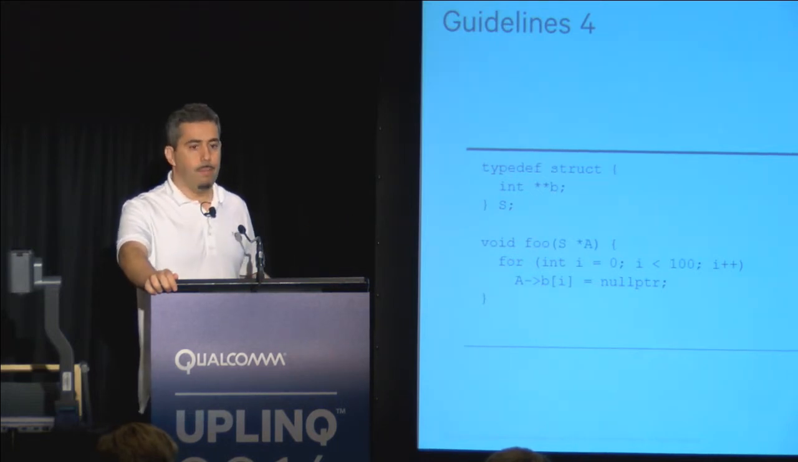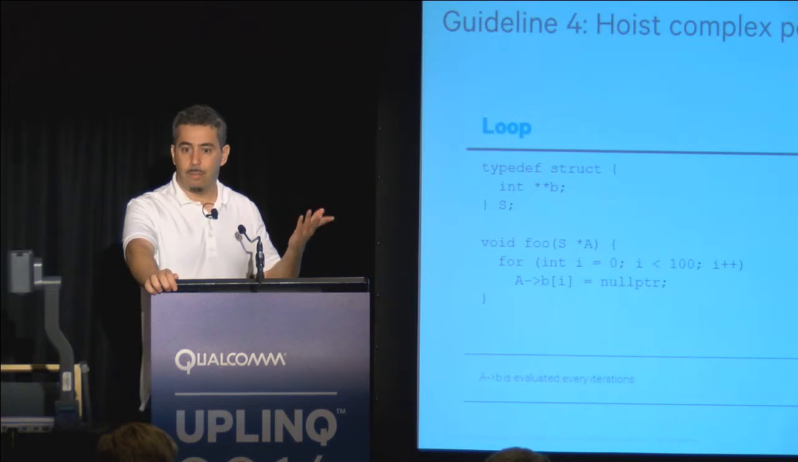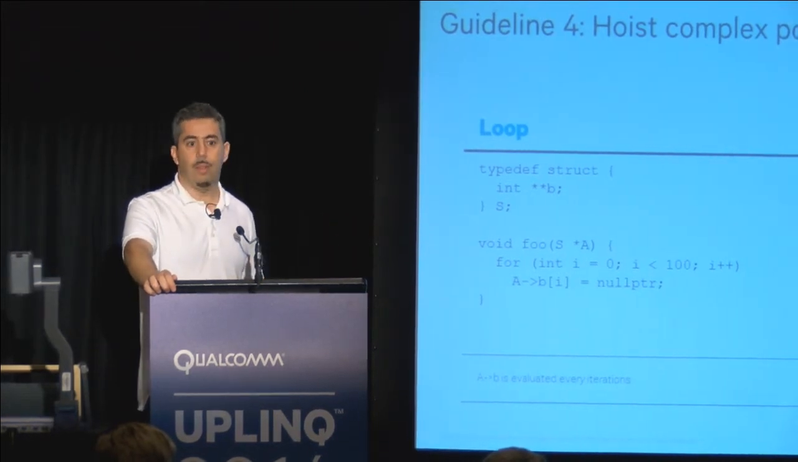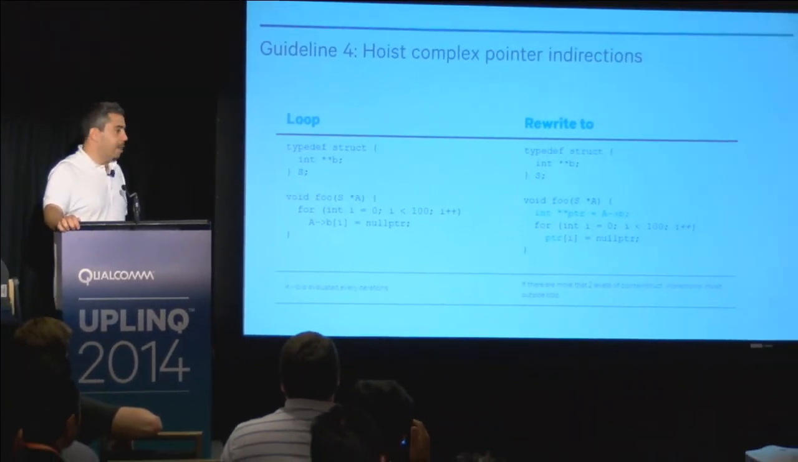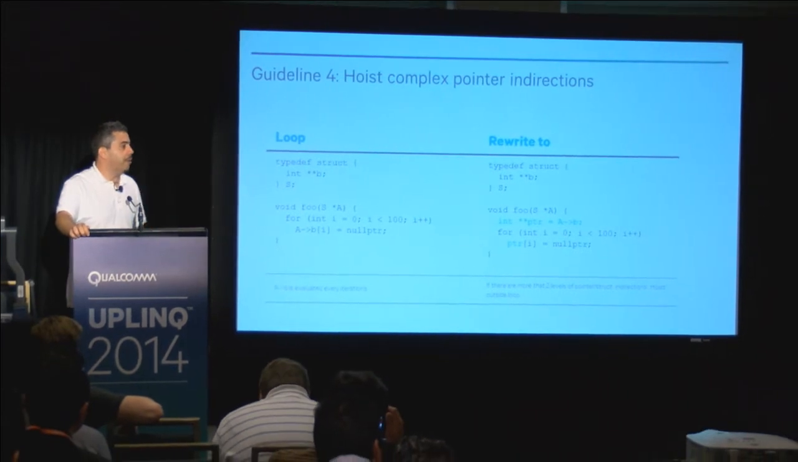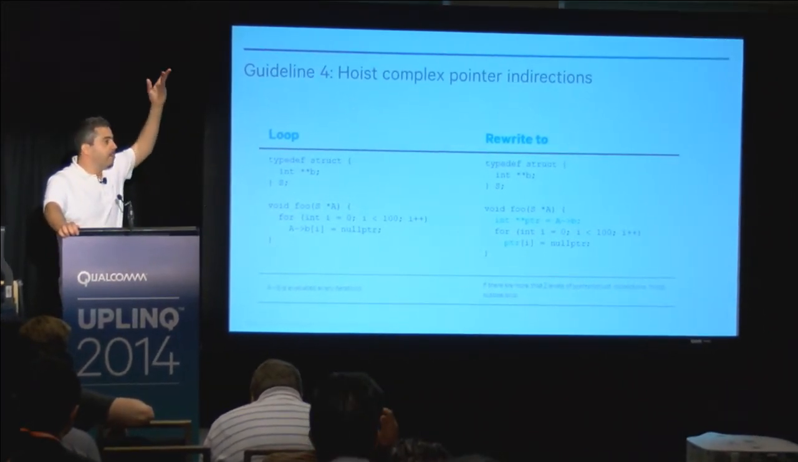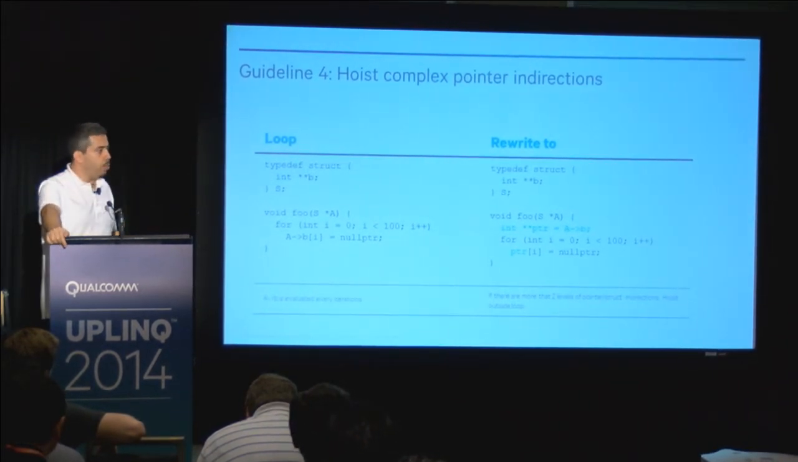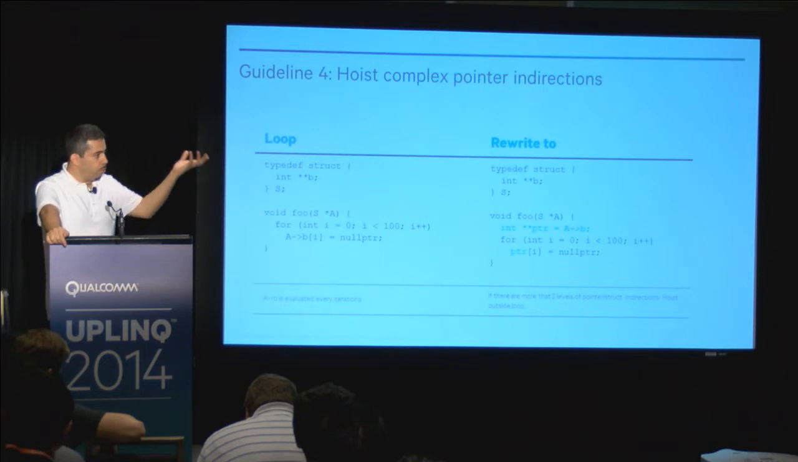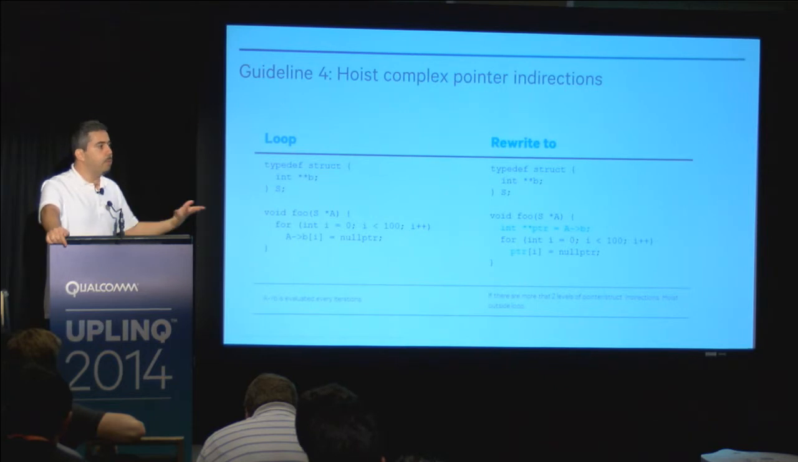So a simple rewrite will do: you hoist the invariant, which is the A-row-B, and you use it with the pointer. Basically, complex indirection is more than two-level indirection, so int star star, int star star. So basically you have multiple complex address calculations, a lot of indirection. So you hoist the address calculation that you know will not vary during the execution of the loop. You hold it in a pointer, and then you use that pointer directly. That means the compiler will understand. You will be able to optimize. You will not worry about aliasing problems.